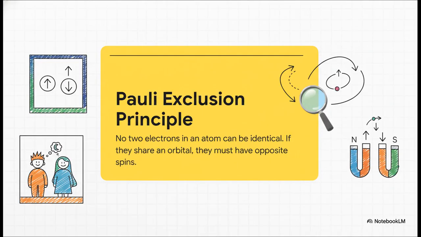Next, we have the Pauli exclusion principle. This rule is fascinating. It says that no 2 electrons in an atom can be exactly identical. So what happens if 2 electrons have to share the same orbital, the same room? Well, they have to have opposite spins. Think of it like 2 roommates who can only get along if they have completely opposite personalities.